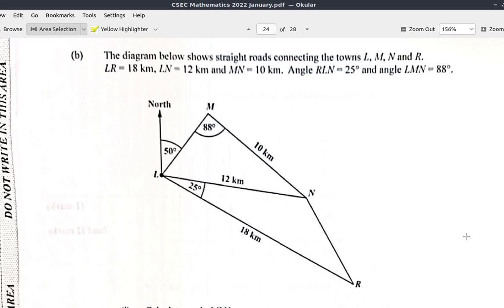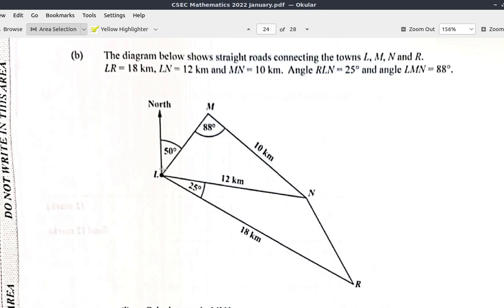We're now looking at part B of question 9 from the January 2022 CSEC mathematics paper. It says, part B here, the diagram below shows straight rods connecting the towns L, M is here, N, you have N here, and R right there.